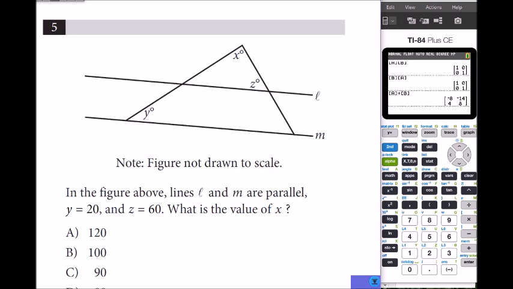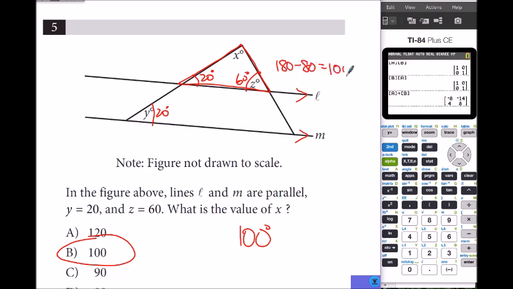Number 5. In the figure above, lines L and M are parallel. So these two are parallel. And y is 20. So this is 20. That means this is a corresponding angle, same thing, 20. And z is 60. So these two add up to 80. Then x must be 100, right? Because the triangle adds up to what? 180. So if this is 80, it's 180 minus 80 to get 100 degrees.